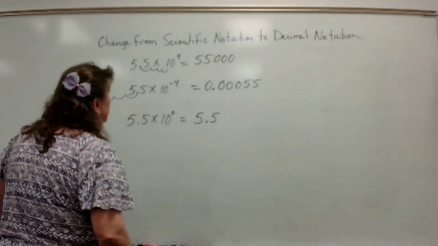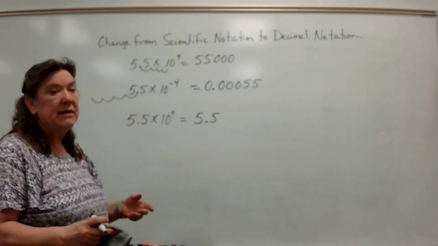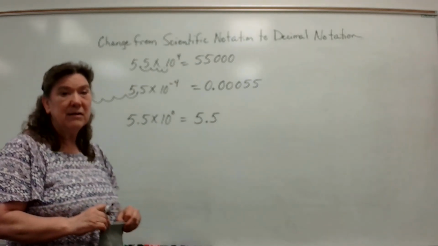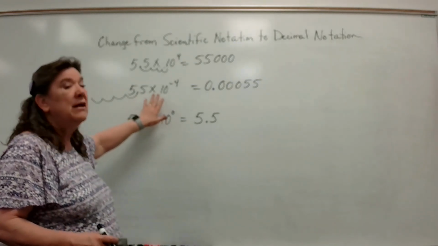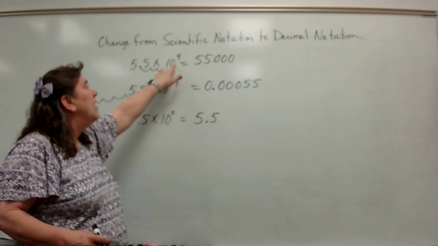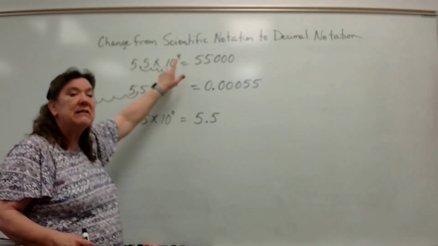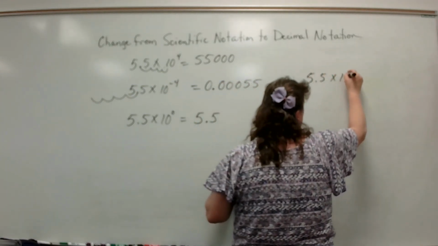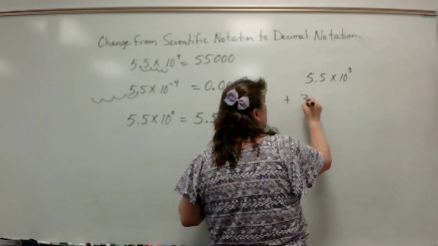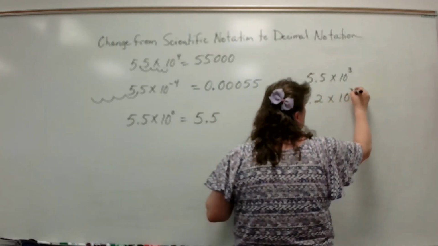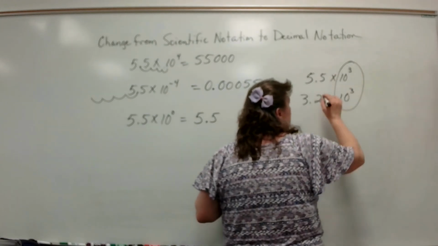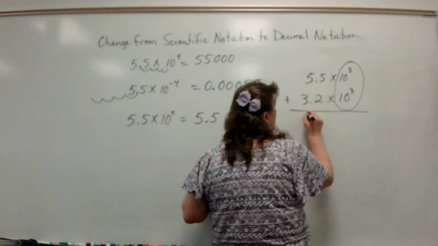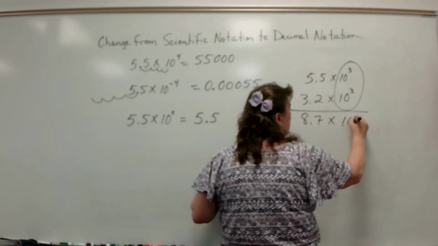Okay, now we're going to look at what happens when you multiply or divide these things. Usually if you're going to add or subtract, the only way you can add or subtract scientific numbers is if our power of 10 is exactly the same. So I could add or subtract if I had 5.5 times 10 to the 3rd plus 3.2 times 10 to the 3rd. Because this here means that it's in exactly the same place value. So this would be 8.7 times 10 to the 3rd.